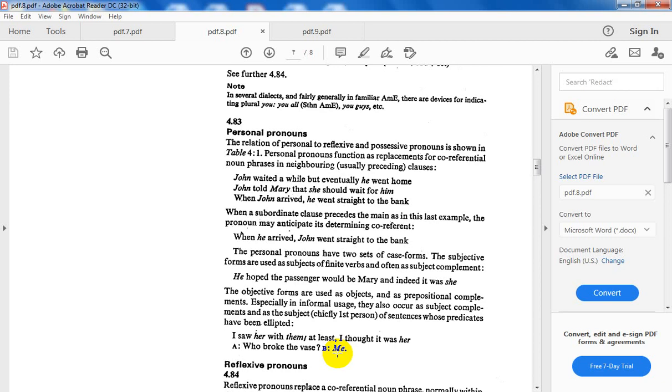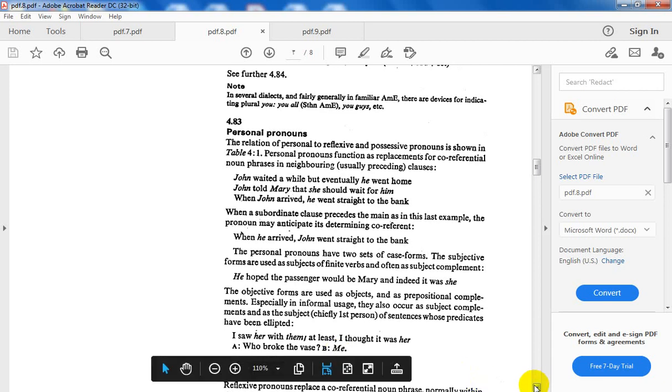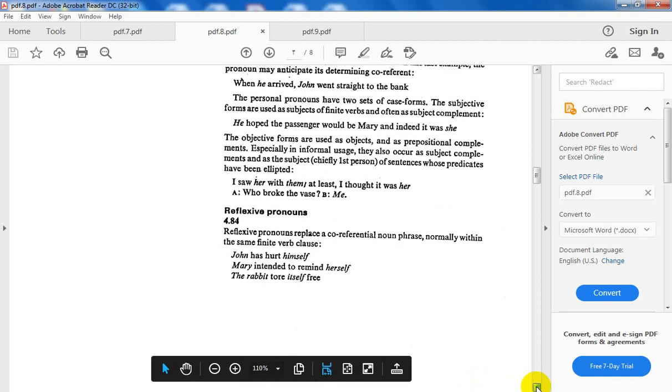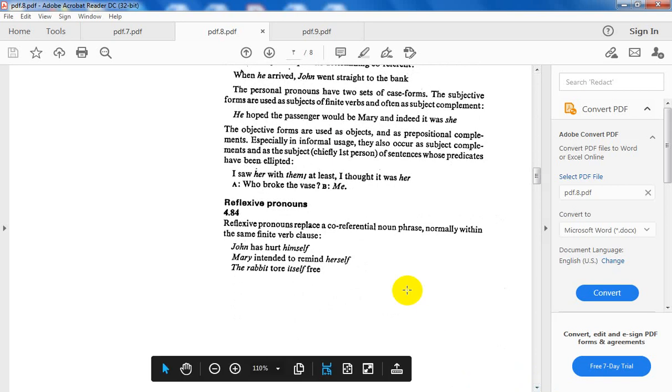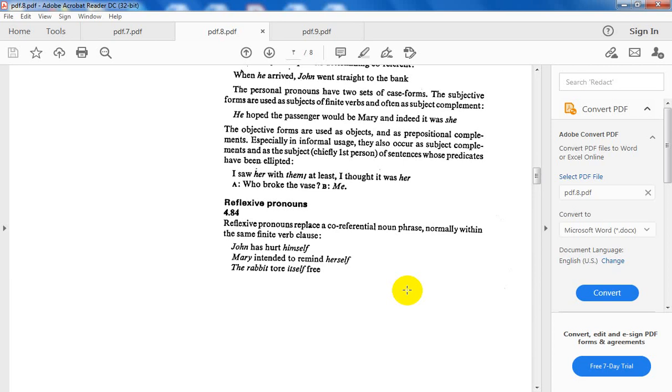Move to the second subclass, which is the reflexive pronoun. Reflexive pronouns replace only co-referential noun phrases. I should have the noun, then the reflexive pronoun with the same finite verb phrase. John has hurt himself: himself refers back to John. That is co-referential. Mary intended to remind herself: herself refers back to Mary. The rabbit tore itself free: itself refers back to the rabbit.